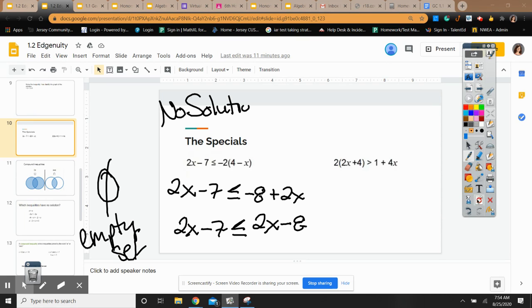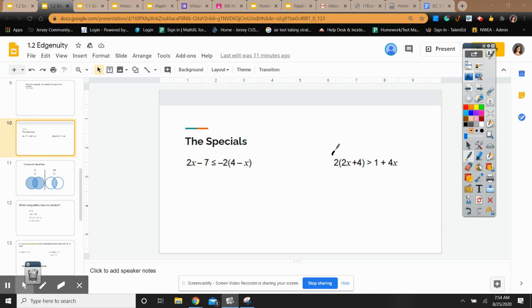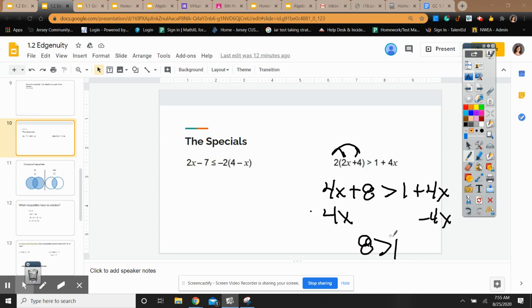Okay, so let's see what the other special is. Okay, we're going to clean this up. This would be 4x plus 8 greater than 1 plus 4x. This is a very similar thing if you catch it here. When I subtract the 4x, I get 8 is bigger than 1. Well, how do you feel about that? You're like, yeah, it is. That's true. When is it true? It's always true. Because it's always true, we say that this has infinitely many solutions.